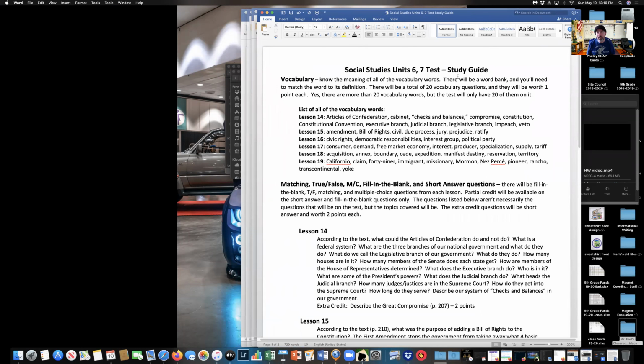Unit 6 and 7 study guide, vocabulary. Know the meaning of all the vocabulary words. There's going to be 20 vocabulary questions. They're going to be worth 1 point apiece. I know, and these are all the words. I know there's about 50 of them. Okay, so 20 out of the 50 is 40% of the vocabulary is going to be on the test.